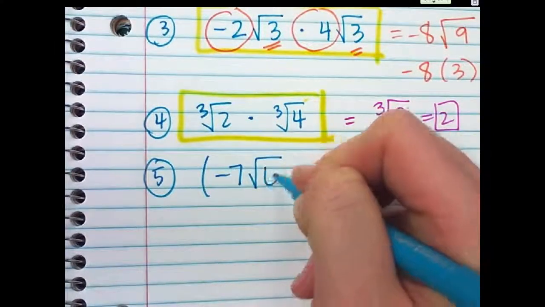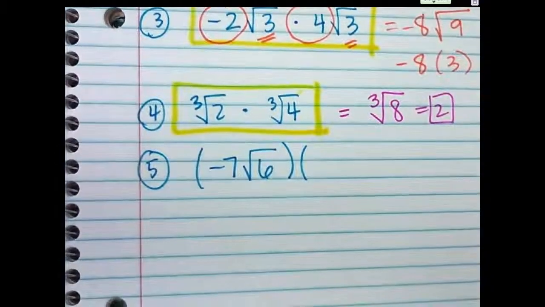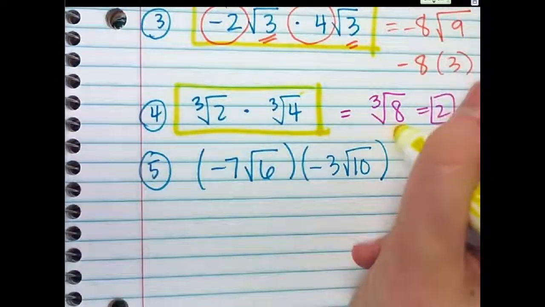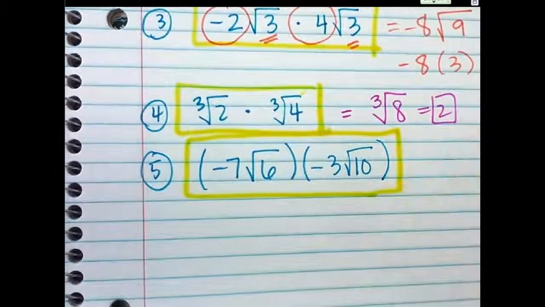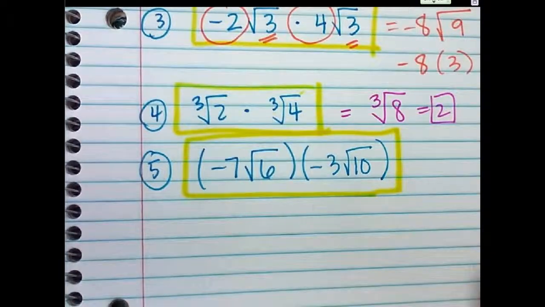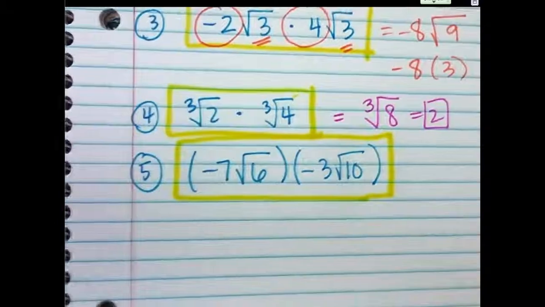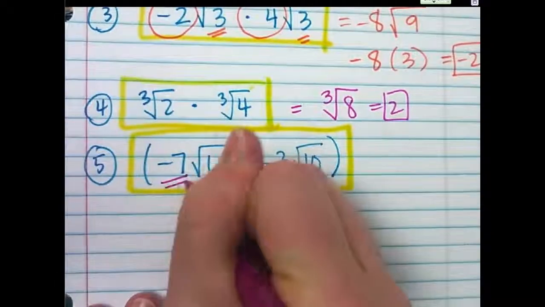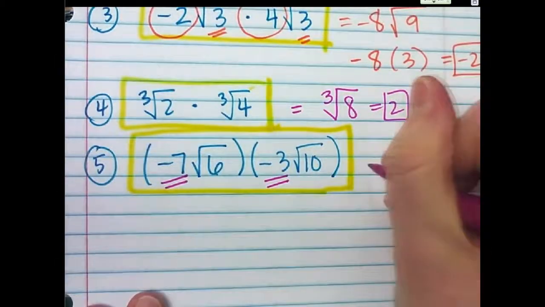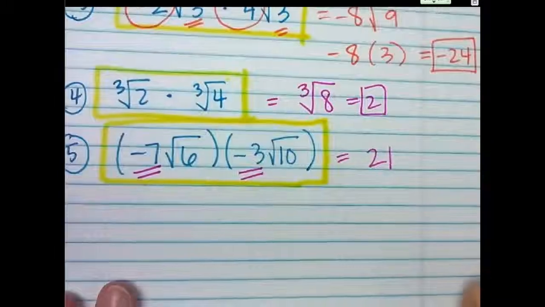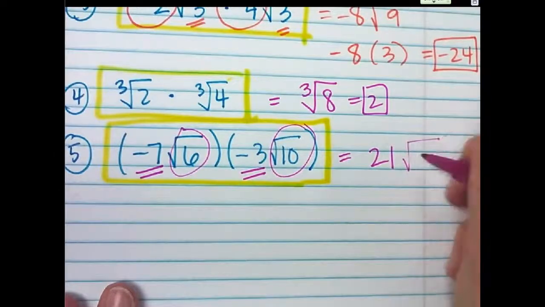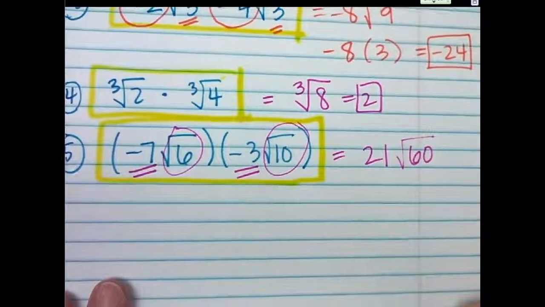Number 5. Negative 7 square root 6 times negative 3 square root 10. It's more multiplying than anything, so it's not horrible. Multiply outside numbers together. Negative 7 times negative 3, positive 21. Multiply inside numbers together. Square root 6 times square root 10 is square root 60. And then I need to simplify that 60.